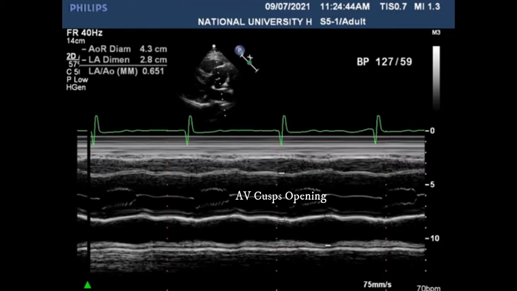The aortic valve opening can be observed here in systole, having a normal box-like profile on M mode. Finally, at the bottom of the screen, the left atrium is seen. The aortic root dimensions and left atrium dimension can be measured here as shown in the M mode tracing.